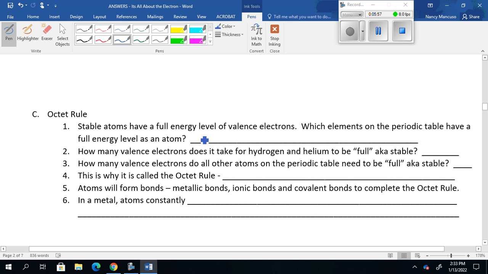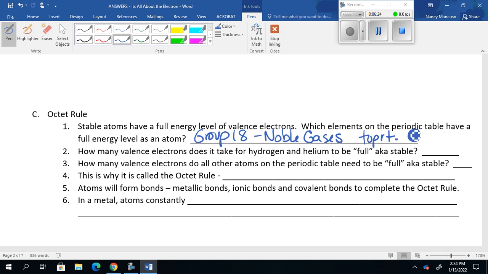So our stable atoms are group 18. We are going to give them a name. They are called the noble gases. And the way I know that they are stable and they have a full energy level is because in the top right corner, it's a 0. A 0 means that they are not bonding with anybody. So if you look at helium, neon, argon, krypton, they have zeros up in that corner. So that's showing they're not forming ions.